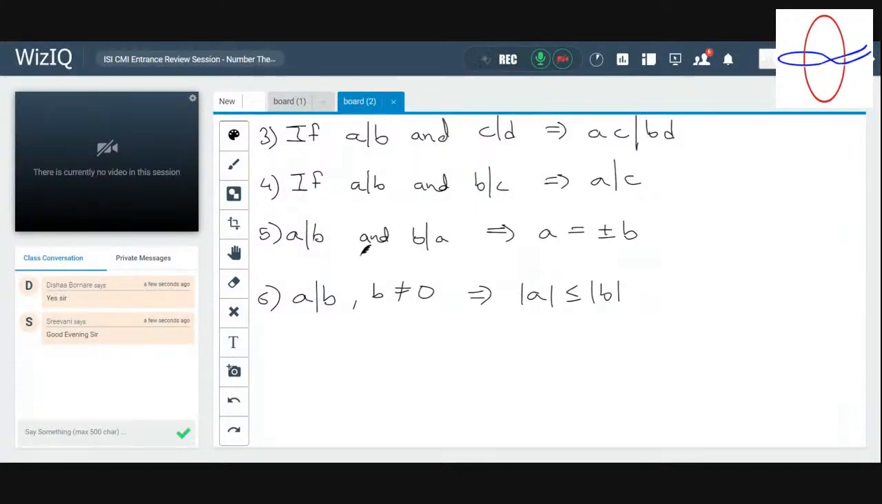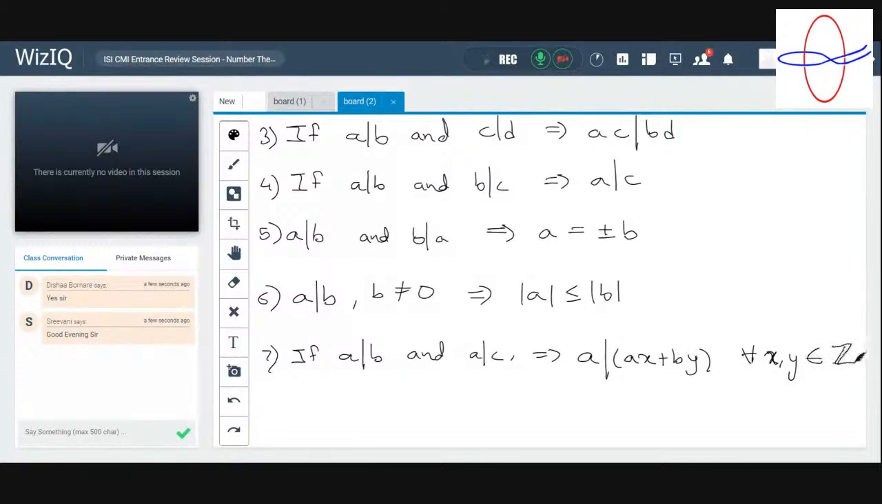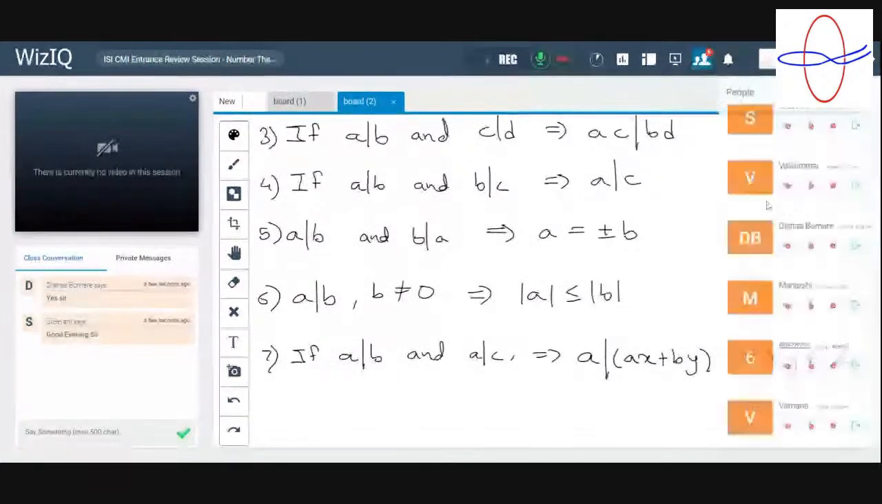Finally, if A divides B and A divides C, then A divides this linear combination BX plus CY for all X, Y integers.